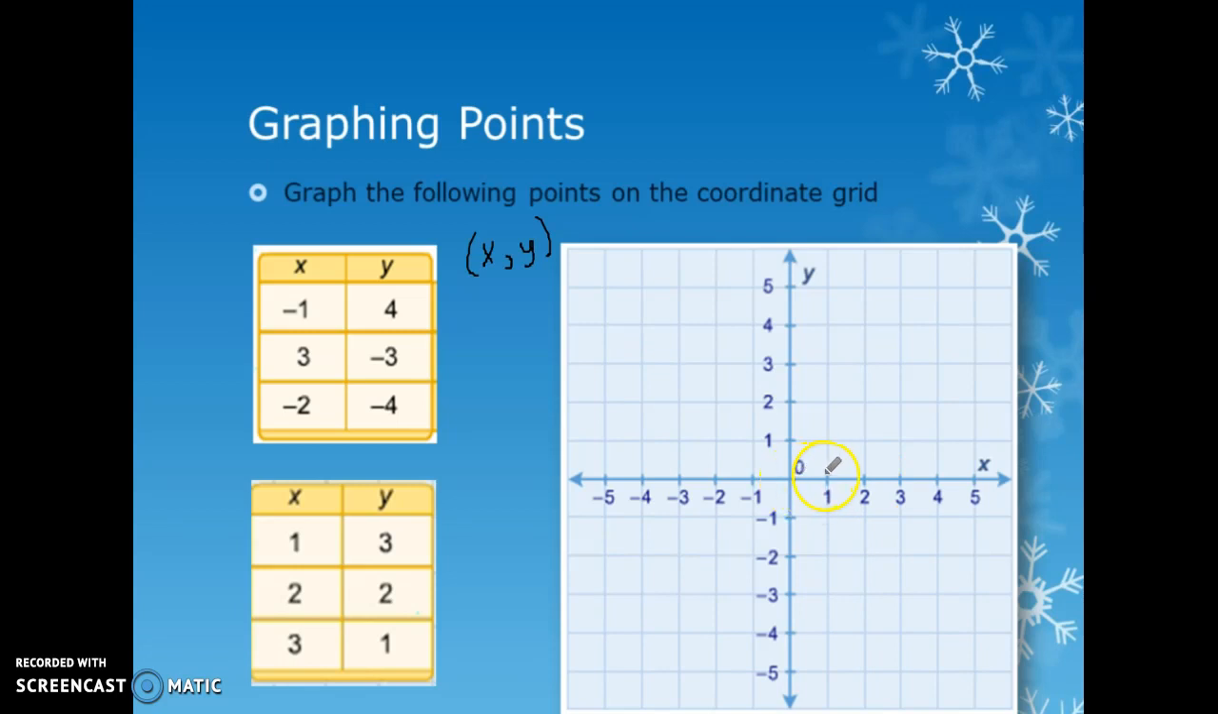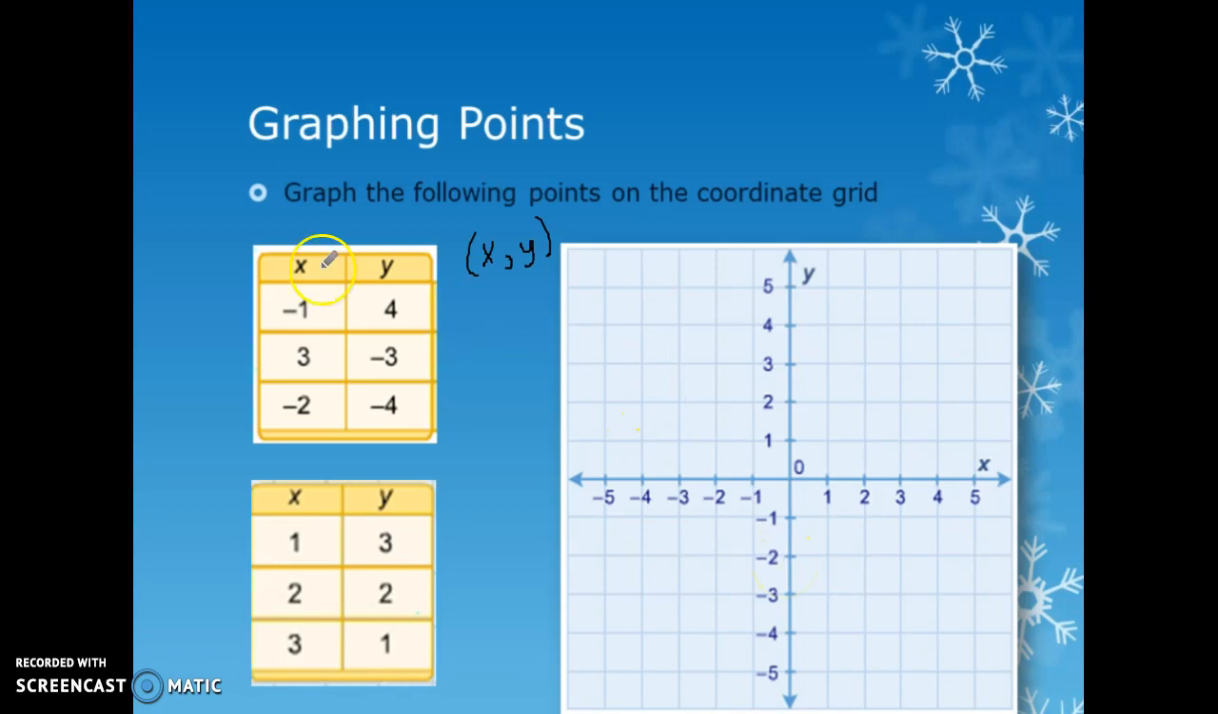If it's a positive number, you're going to count that many spots to the right. If it's a negative number, you're going to count that many spots to the left. For the y-coordinate, positive means you're counting up that many places, and negative means you're counting down.